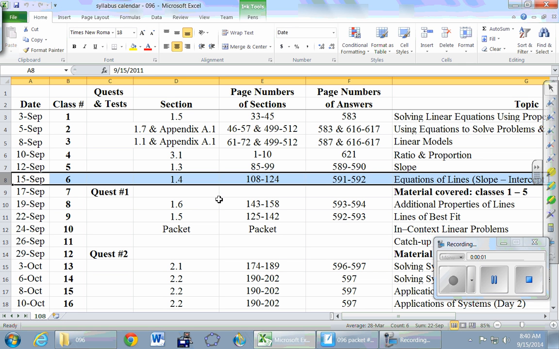So here's our quick announcement. Today we're covering this new section, equations of lines, and like I said on Friday, that section is not on the quest, which is coming up Wednesday, right? 2 days from now is our very first quest right here in this room, taking the full period.